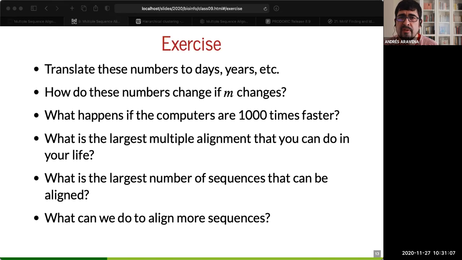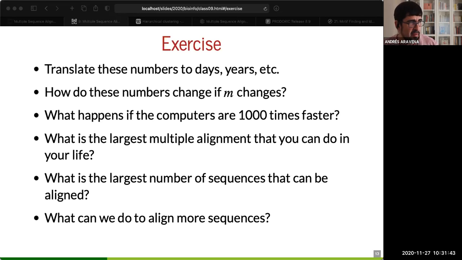We have exercises like: what is the size of the building of our department? How many cubic meters do you have there? How many people can you fit inside the building? What is the weight of the building? If you are working with a culture, how much time do you need to grow that culture? And in this case, how much computer time do you need to do something?